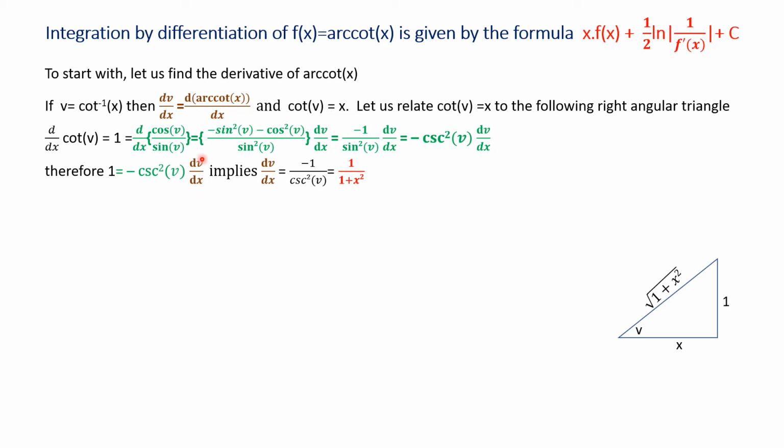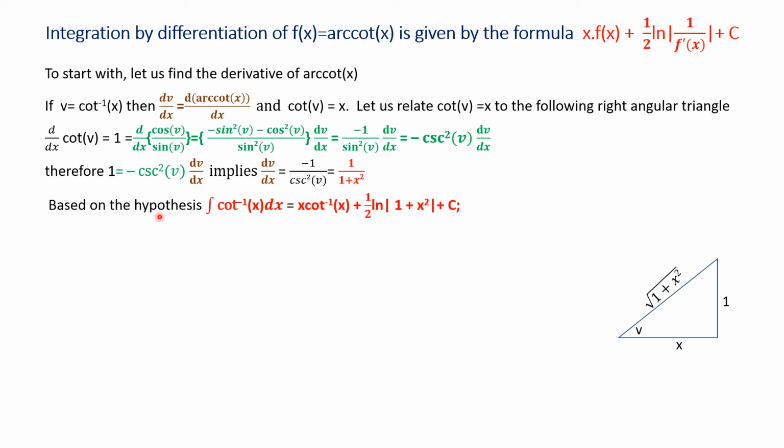If we solve for dv by dx, we will get dv by dx equal to negative 1 divided by cosec square of v. We can find cosec square of v from the triangle. Since this angle is v, cosec of this angle will be equal to square root of 1 plus x squared divided by 1, which is equal to square root of 1 plus x squared. Now we're looking for cosec square. That means we have to square this square root. We'll end up getting cosec square of v equal to 1 plus x squared.